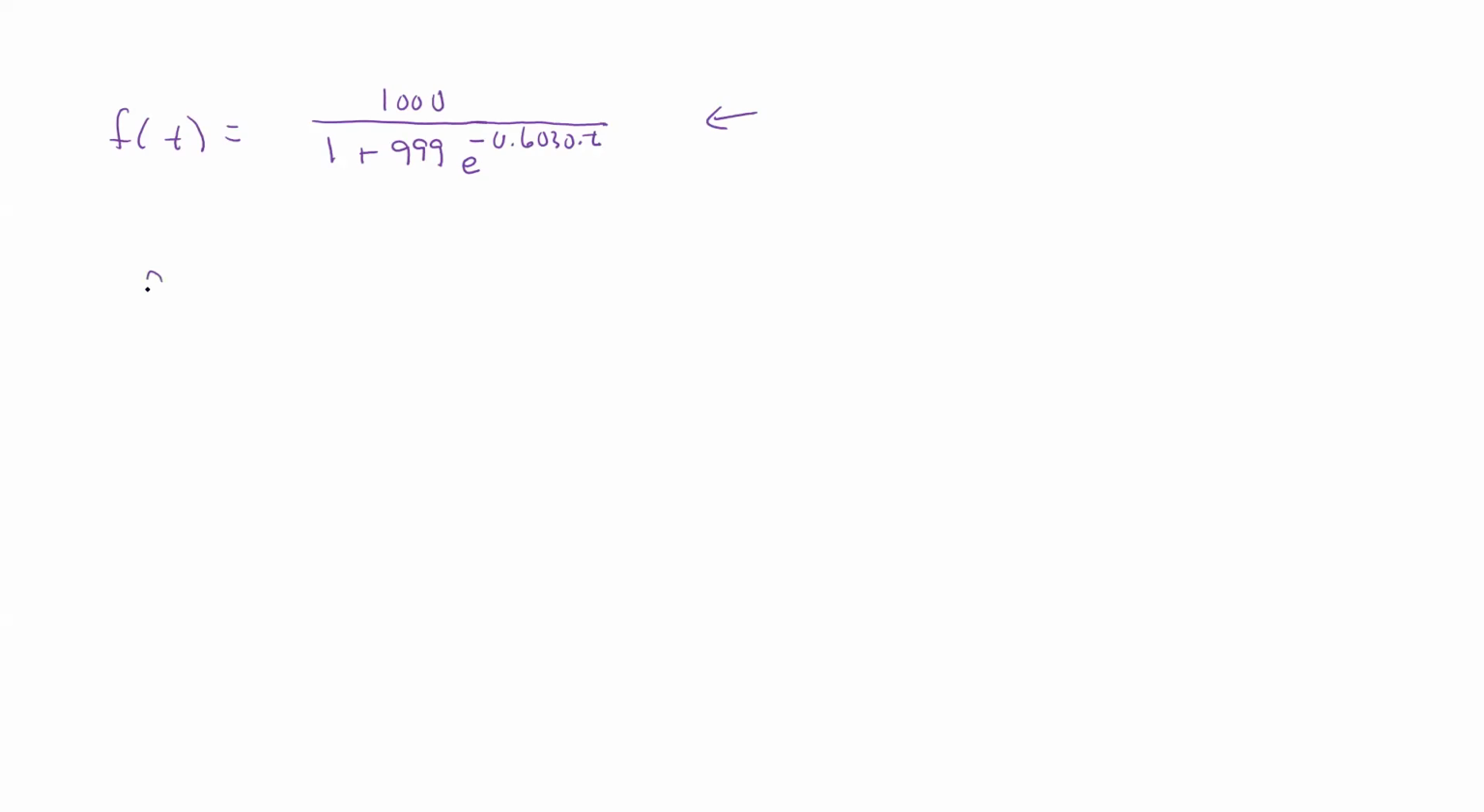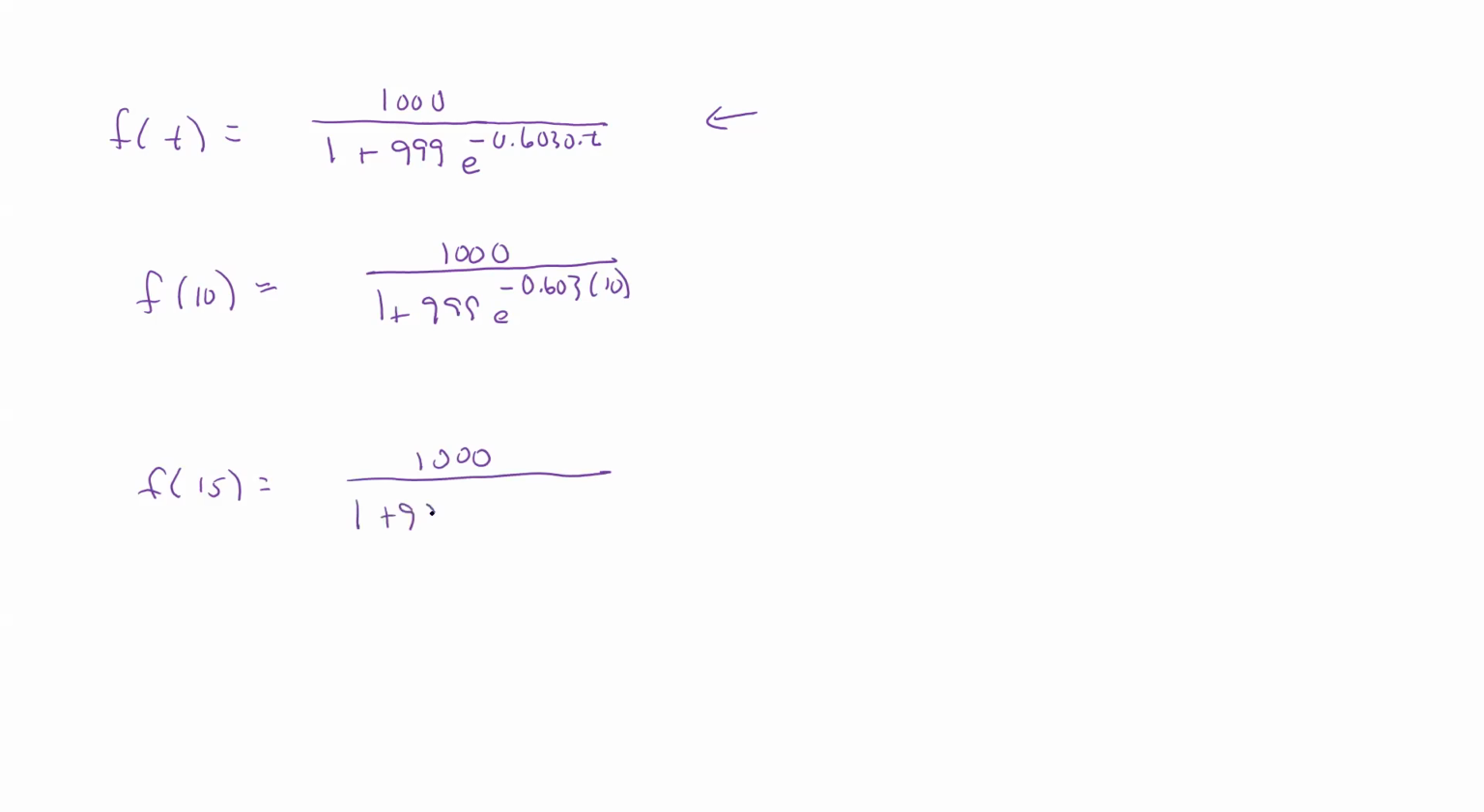Now, what they said was find f of 10 and f of 15. Well, with 10, we're going to take 1,000 over 1 plus 999, and then e to the minus 0.603, and I'm just going to drop that last zero, times 10. And then the second one is going to be 1,000 over 1 plus 999 e to the minus 0.603 times 15.